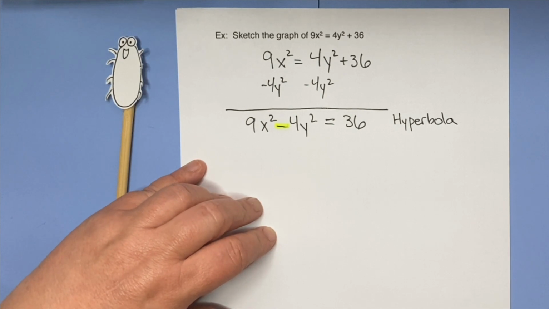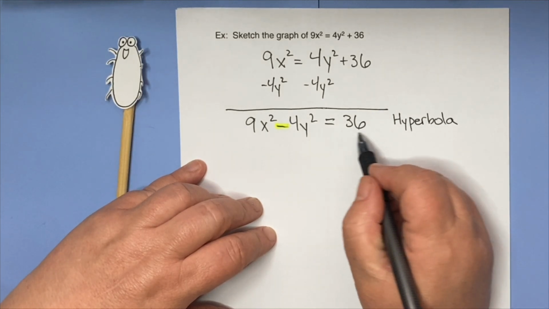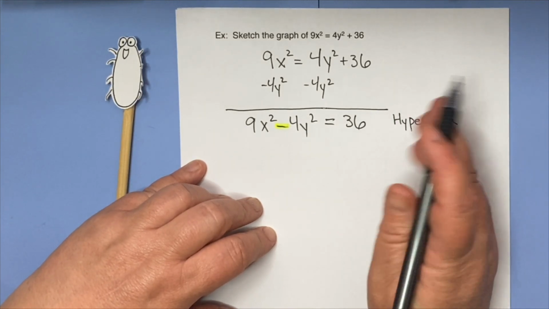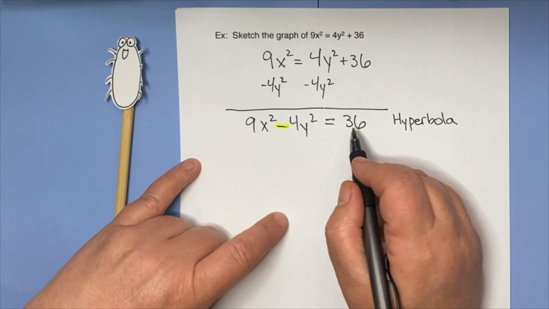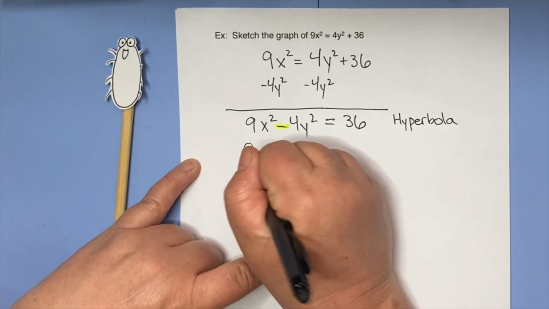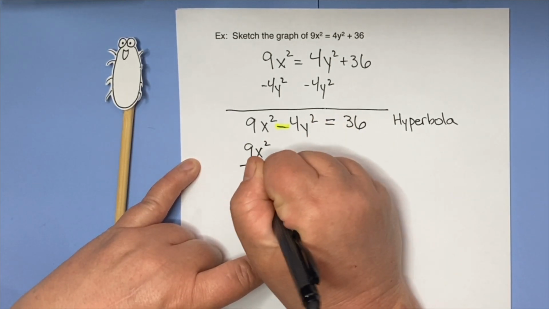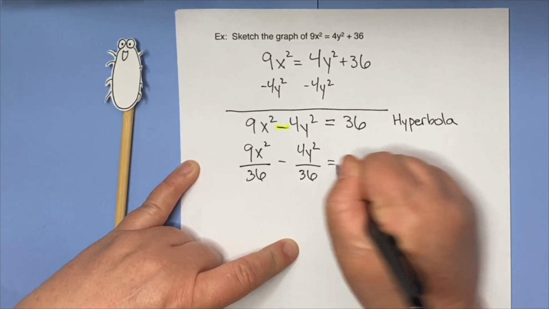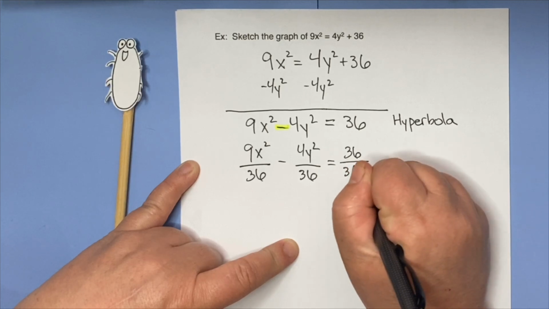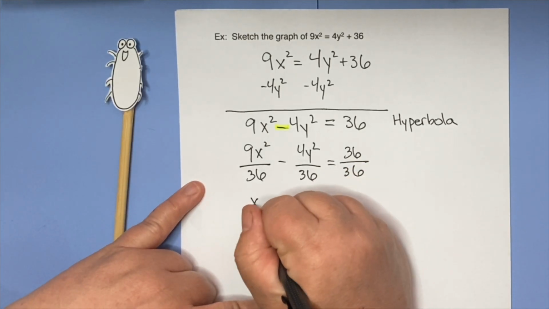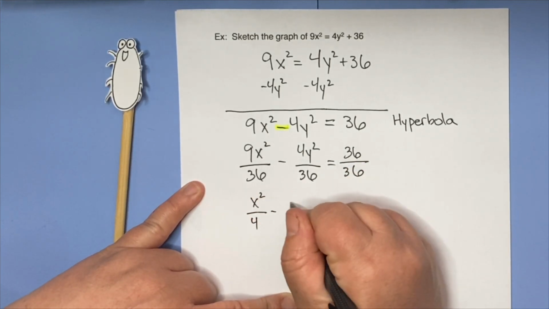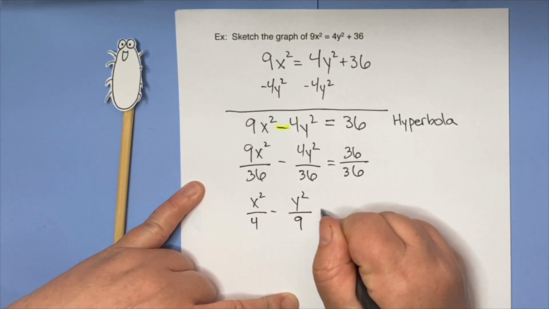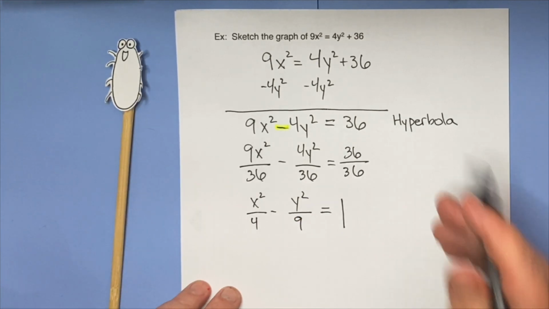Next step is, now that I've got a hyperbola, both with ellipses and with hyperbolas, you generally want to divide out this 36. It's going to make it easiest. So I'm going to create a 1 over here by dividing everyone by 36. So I get x squared over 4 minus y squared over 9 equals 1.